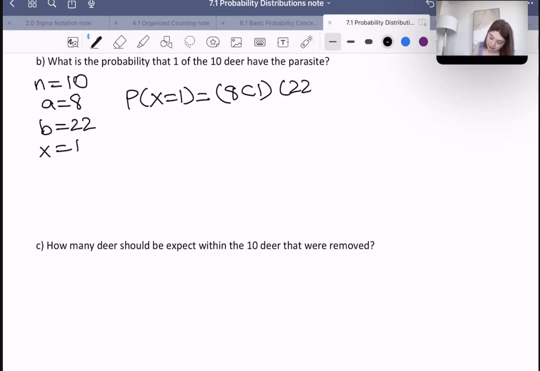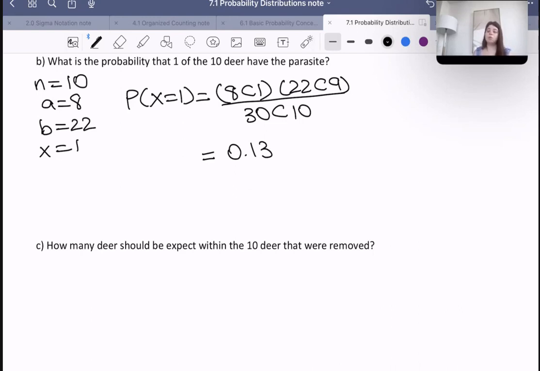And then the other 9 deer are going to come from the batch of 22 that don't have the parasite. Then here we have 30 choose 10, and it's going to be 0.13 as our answer. So that's going to be about 13%. So what that means to us is that there's a 13% chance that if we do this, exactly one deer will have the parasite, right? 13% chance that exactly one deer has the parasite.